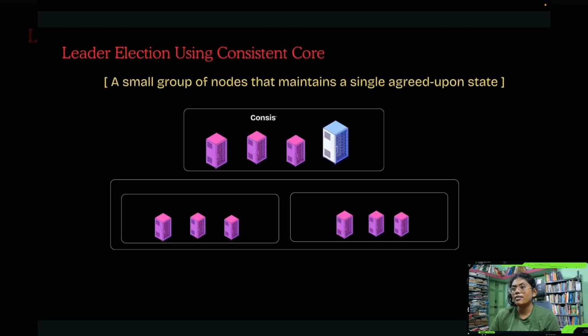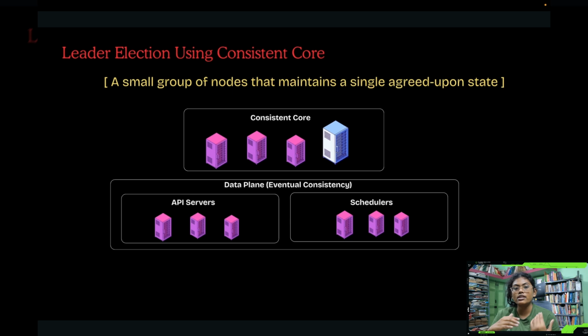So that's the thing about leader election. And then we'll be having leader election using consistent core. Why we use consistent core means if we implement the leader election and voting process and everything across thousands of servers all across the globe, it will become a tedious process. So we will be having a consistent core, or a small group of nodes that maintain a single agreed upon state. These servers and the core will be responsible for the voting process, the leader election process, and everything.